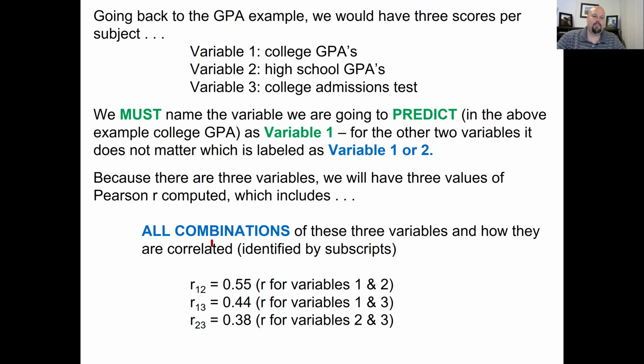So going back to that GPA example, we might look at three variables: college GPAs, high school GPAs, and then college admissions tests. We want to be able to predict, and we hope we're going to be able to predict variable one.